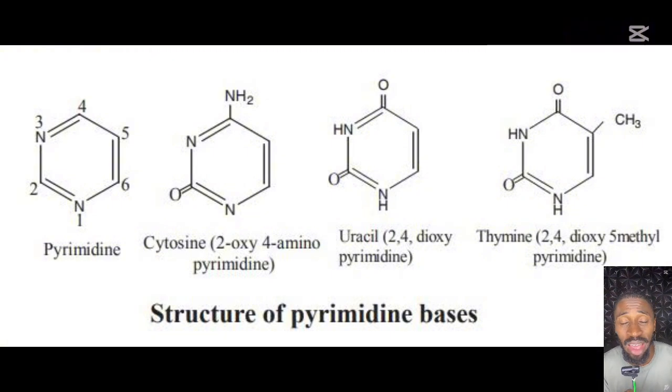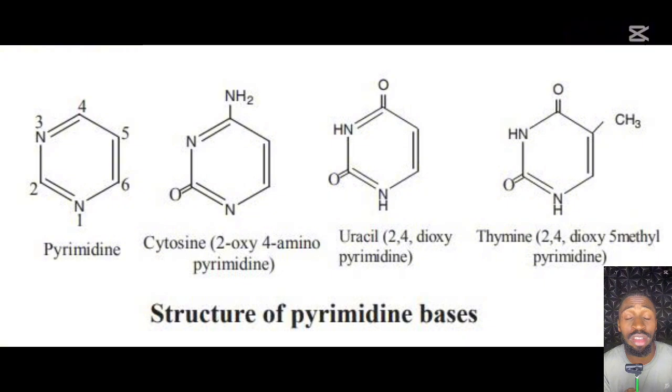Cytosine is present in both DNA structure and RNA structure. The next one is thymine. Thymine is only found in DNA. The structure here is 5-methyl uracil. Or you can also say it's 2,4-deoxy 5-methyl pyrimidine. That is the structure of thymine.